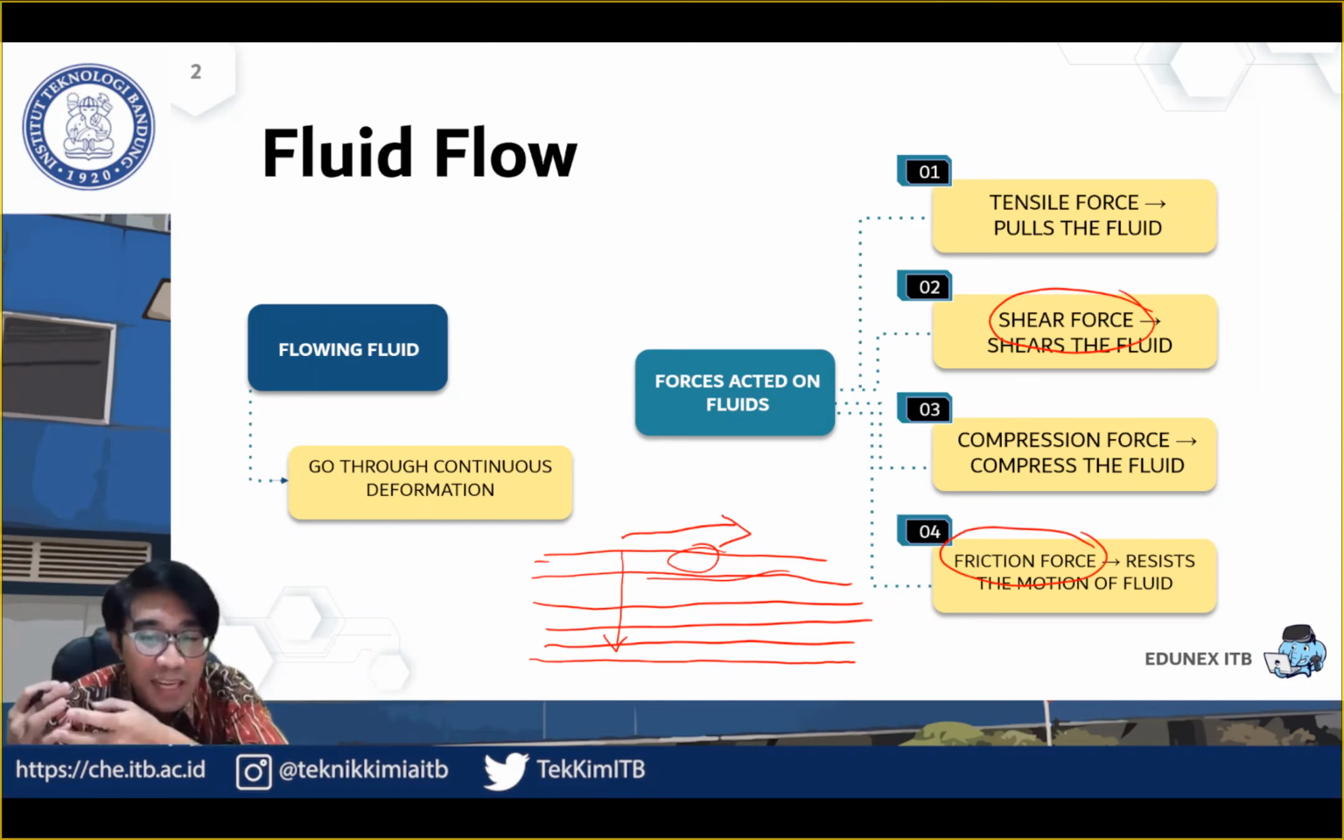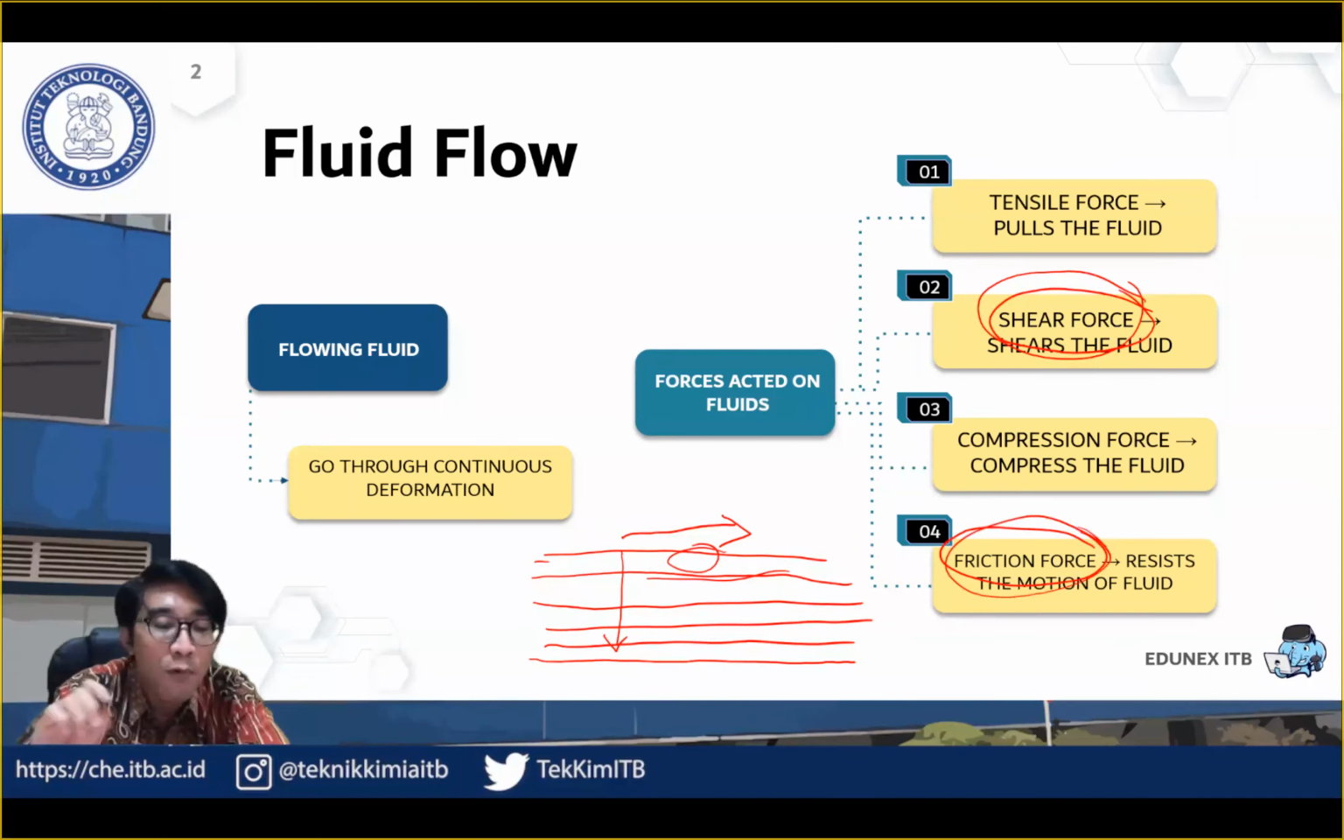Jadi gaya gesek, kalau tadi gaya geser, kalau ini gaya gesek. Ini diberikan oleh lapisan fluida yang di bawahnya yang melawan shear force tadi. So the direction of the friction force will be in the different direction from the shear force. So they will be reducing the shear force and later reducing the velocity.